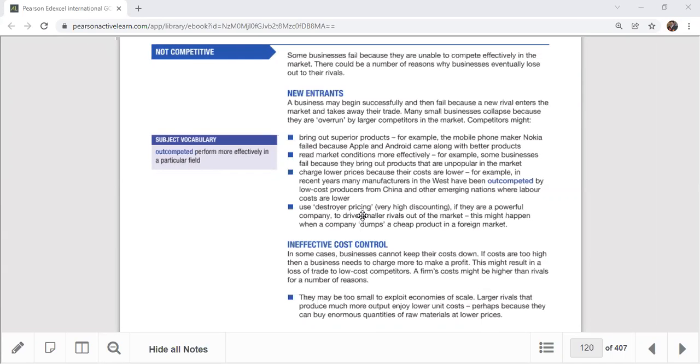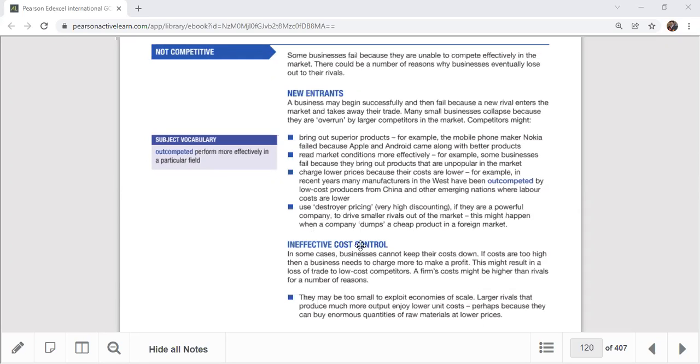You're charging a very low price in the beginning of the period, so all the customers will try to come to your place and purchase from you because of the destroyer pricing. Your prices are very cheap. But this is an illegal method because this is a democratic country. You can't do that, because the main reason for charging destroyer pricing is actually to get rid of the competition. So basically, if they are a powerful company, they use this strategy to drive smaller rivals out of the market.